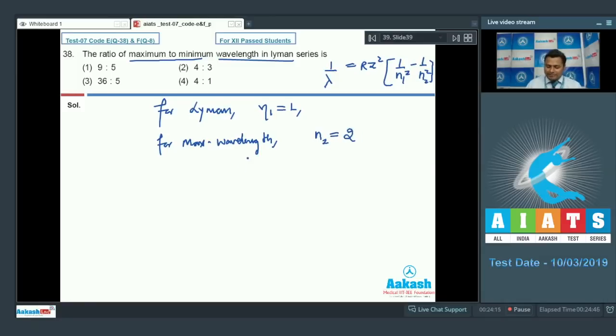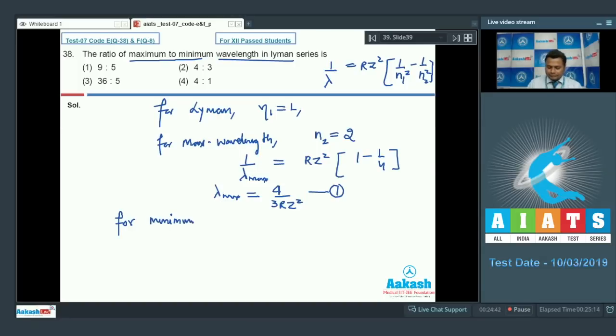So n2 will be 2. Plugging the values, we get maximum wavelength 1 by lambda max as R Z square into 1 minus 1 by 4. We'll get the value of lambda max as 4 divided by 3 R Z square, equation number 1. Now, for minimum wavelength in Lyman series, electron must make transition from infinite state to ground state. So n2 will be infinite and we get the minimum wavelength 1 by lambda min as R Z square into 1 minus 1 by infinity square. Ultimately you will get R Z square and therefore lambda min will be 1 upon R Z square, equation number 2.